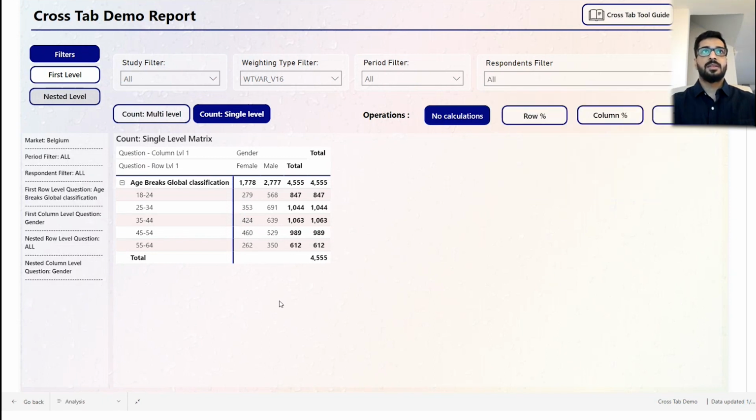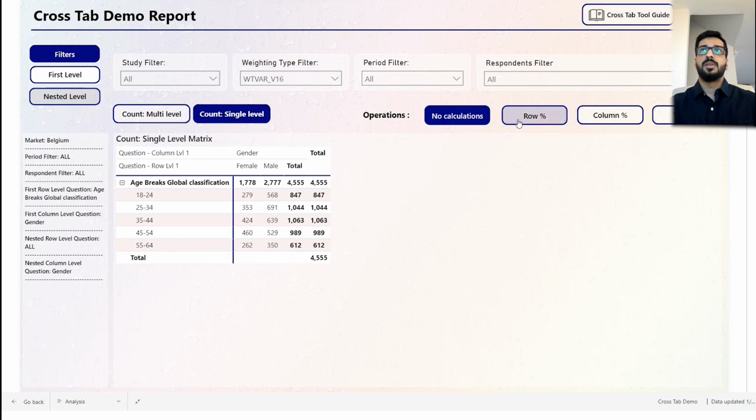Let's start with looking at the single level matrix. In this matrix, we have selected two variables, age and gender. We can see that for specific age brackets, we have the corresponding number of respondents by their gender. When we are looking at these numbers themselves, it might be hard to understand the trends, which is why we have the option of having operators.